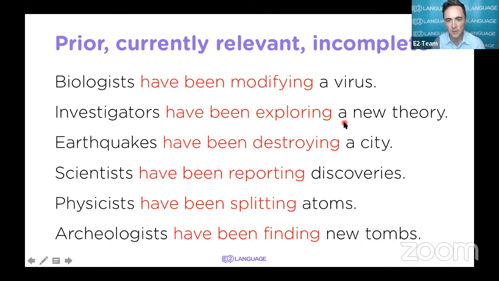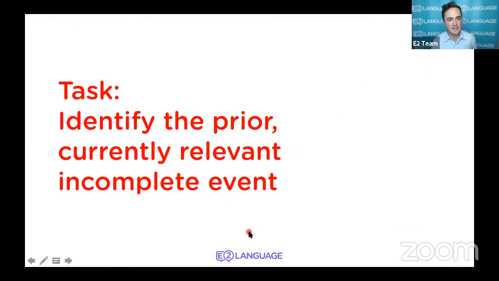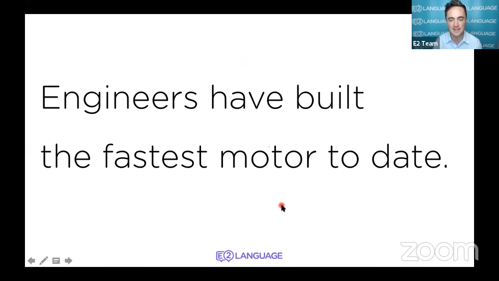Investigators have been exploring a new theory. Earthquakes have been destroying a city. Scientists have been reporting discoveries. Physicists have been splitting atoms. Archaeologists have been finding new tombs. Cool. Right, please identify the prior, currently relevant, and incomplete event. That's crazy, but please, what is that verb?